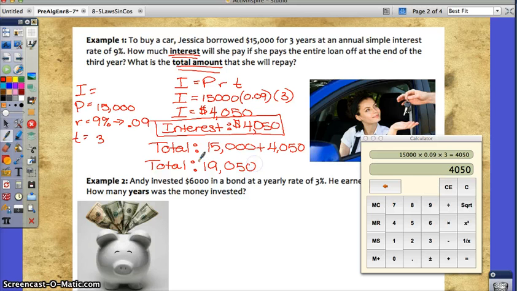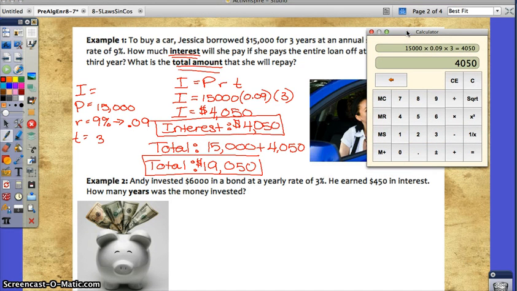$450. Something to think about, because if you buy a car and you don't have the money to pay for it up front, realize that when you look at the price of the car, you're going to be paying more than that when you pay it back. All right, perfect. So our first example done, we found the interest and the total. Make sure you read carefully and always answer what it's asking for. Let's try another one.